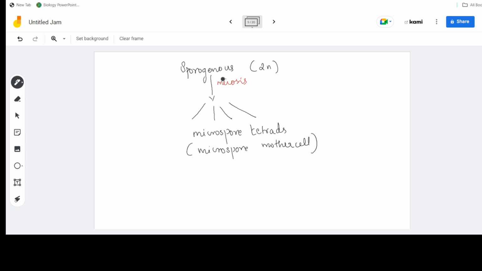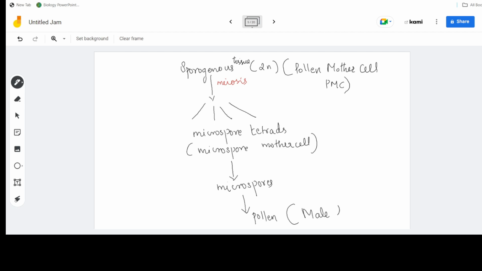Also, each cell of the sporogenous tissue is otherwise called a pollen mother cell, abbreviated as PMC. These microspore tetrads will give rise to microspores, which develop into pollens. So these pollens are the male gametophytes. They are called male gametophytes because inside them they carry the male gametes.